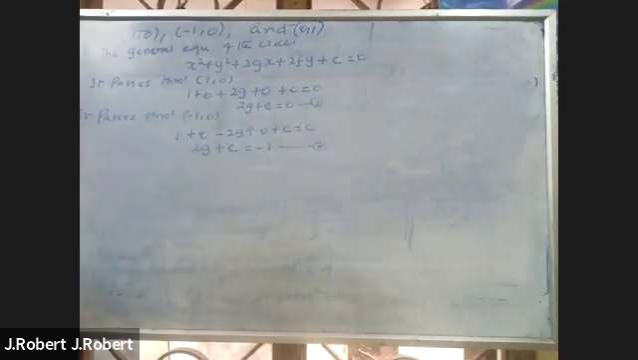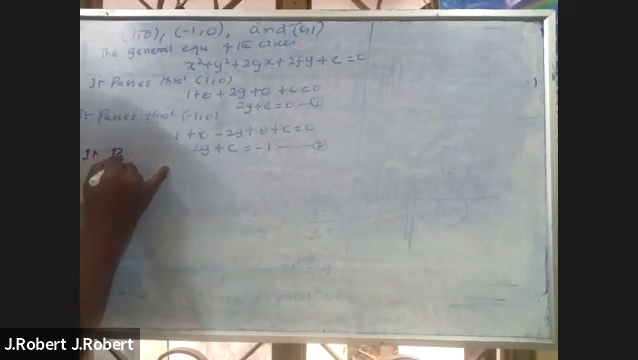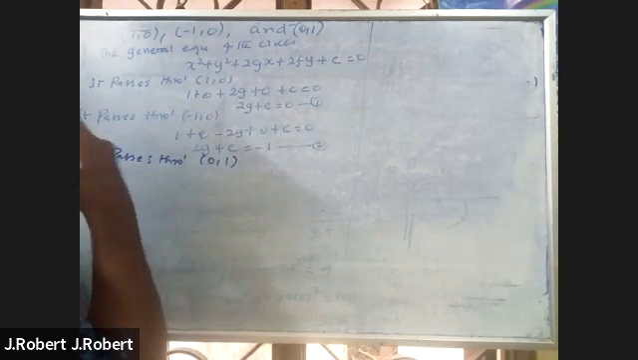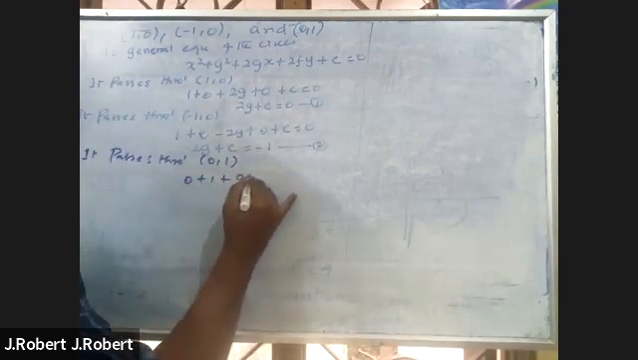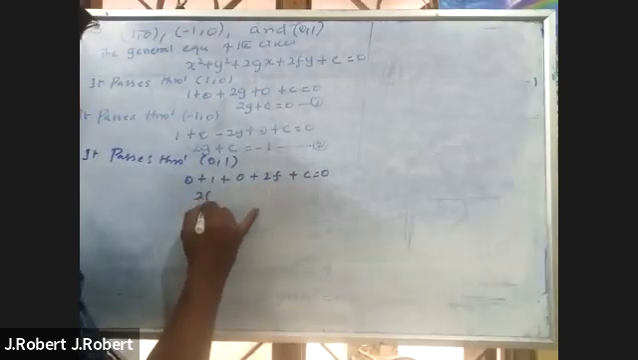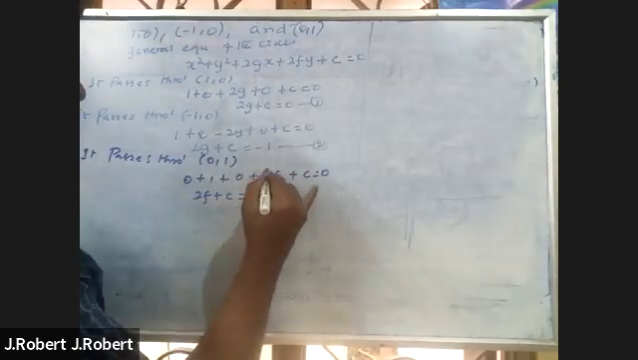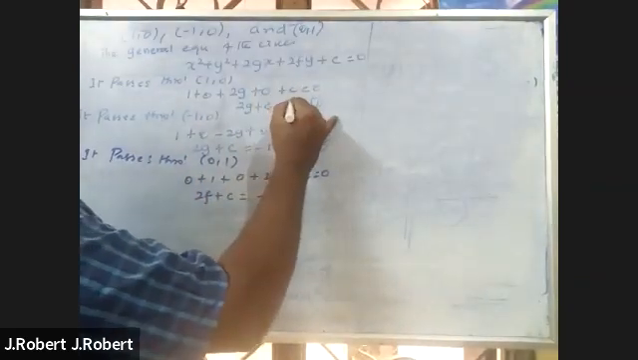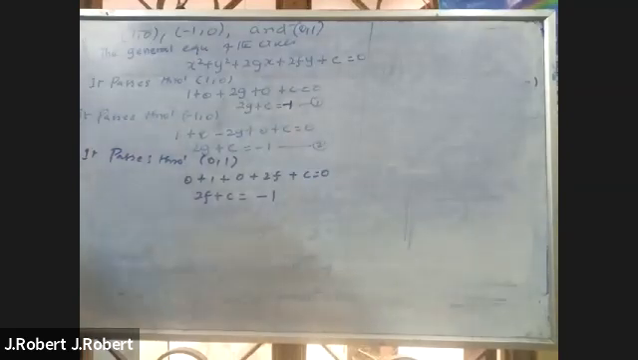The next one. It passes through 0, 1, which means that x 0, y 1, 0 plus 2f plus c equal to 0, which means that we'll get 2f plus c equals to minus 1. Correct? 2g plus c is equals to minus 1. Minus 2g plus c equal to minus 1. 2f plus c equal to minus 1.